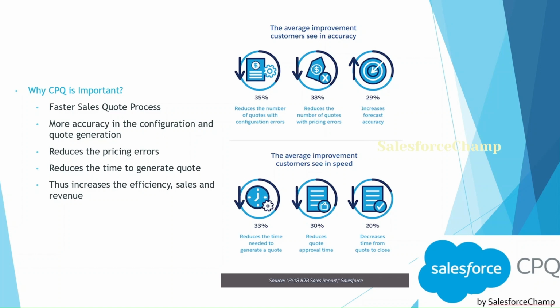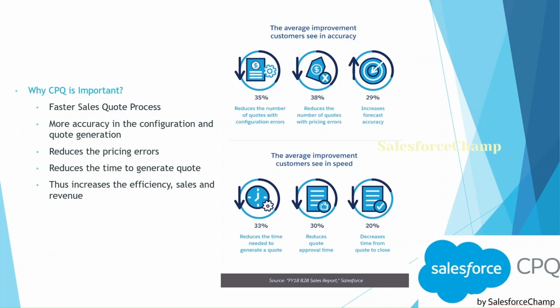And if he's doing all this manually, there is definitely room for a lot of errors and miscommunication. On the other hand, with CPQ, the entire end-to-end quoting process is made more efficient and faster. Also, since we have everything configured in CPQ at the backend, for example, the price of the product, the price of any feature, the accuracy in the configuration and the quote generation improves a lot. Hence, the amount of errors that can happen during the quoting process is also reduced.